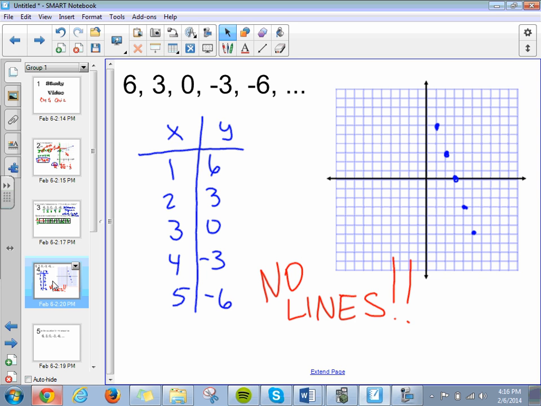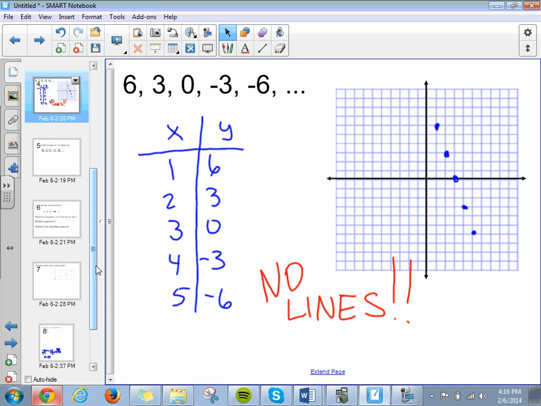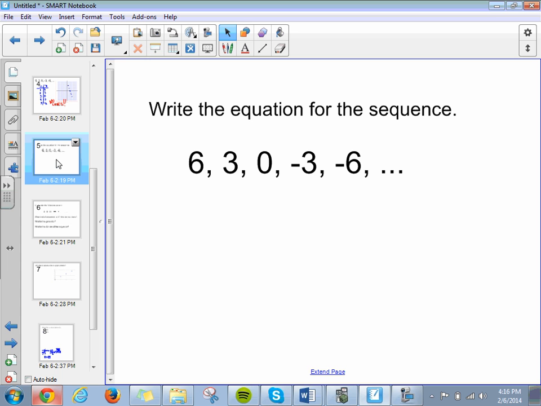And that's what I'll be looking for tomorrow, is to have a discrete graph. All right. Continuing, we're still working with the same sequence. Now what we want to do is write the equation for the sequence.